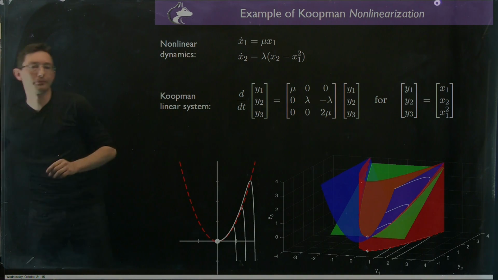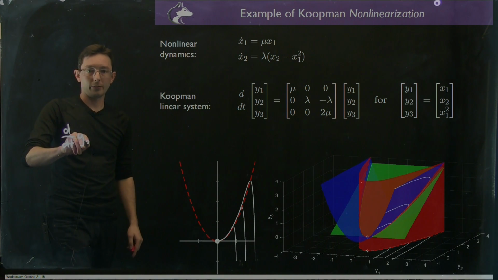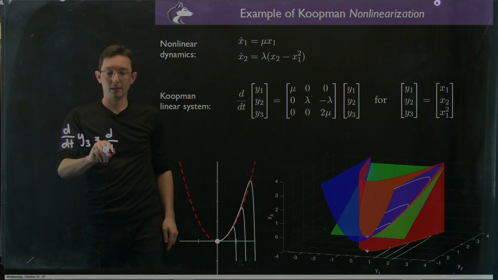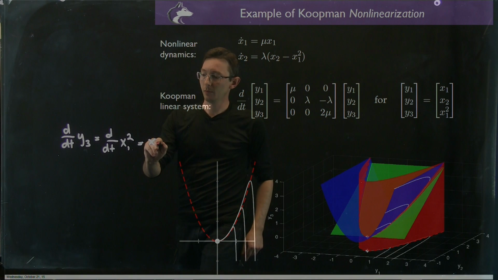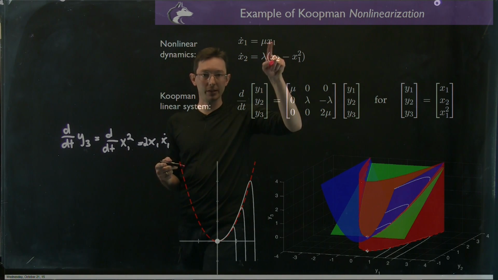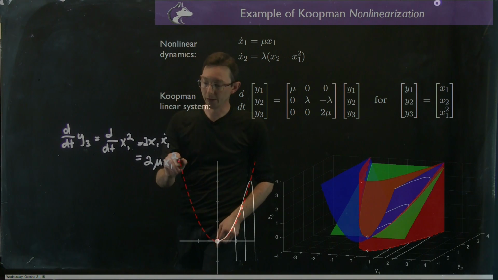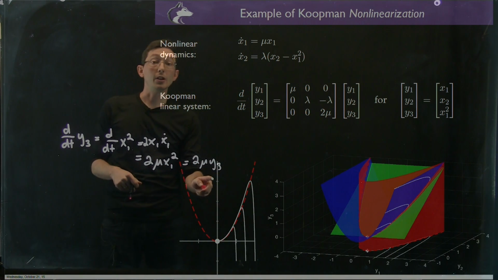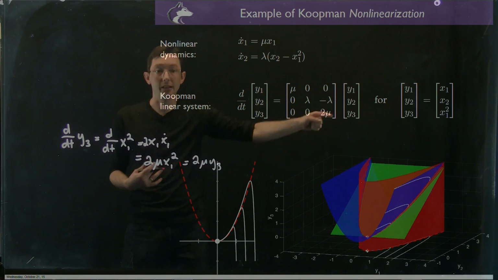And then you can actually write down d/dt of y3, and we're defining y3 to be x1 squared. So this is d/dt of x1 squared. And if we just apply the chain rule, we get 2 times x1 times x1 dot. Okay, and if we plug in x1 dot from up here, we find that this is 2 mu x1 squared. And lo and behold, that is 2 mu y3. So even this new nonlinear function y3 equals x1 squared can be represented linearly in terms of this new set of observables.